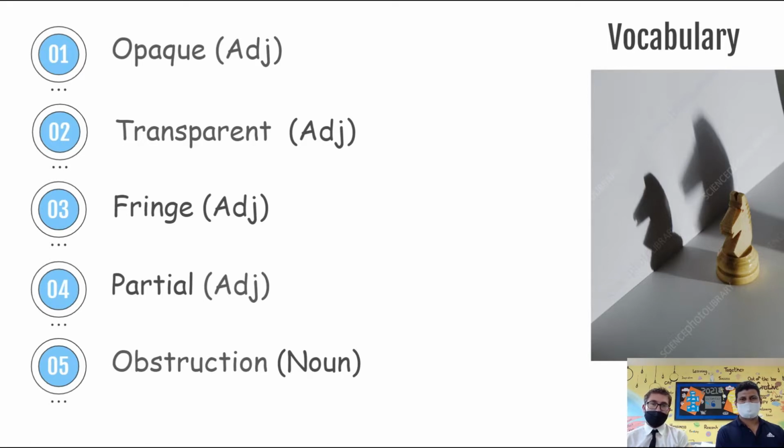Number 3, fringe, it's an adjective to say it's like outside. Number 4 is partial. So partial means half, okay, or not completely full. So I partially finished my homework. I finished half of my homework. And the last one, obstruction. Obstruction, something that doesn't allow something. So the light makes an obstruction to an object.